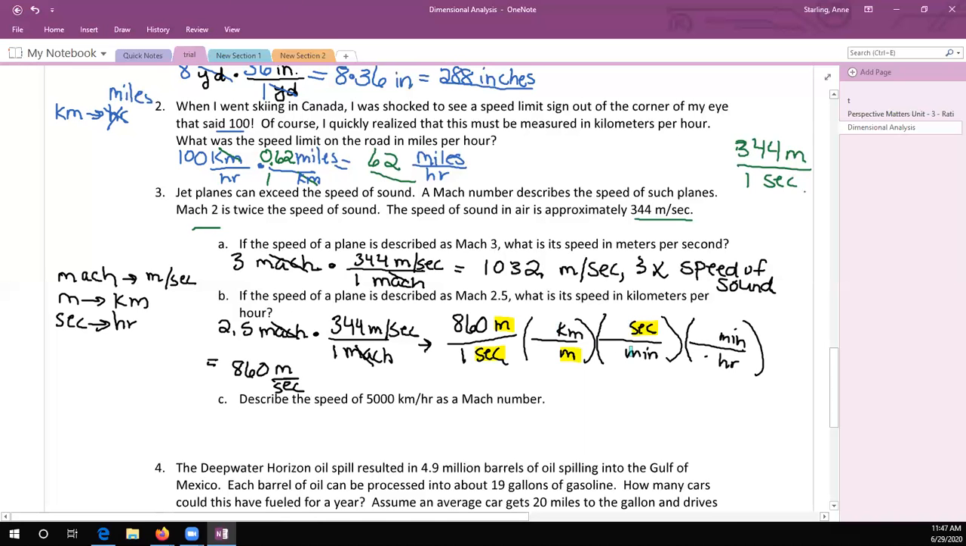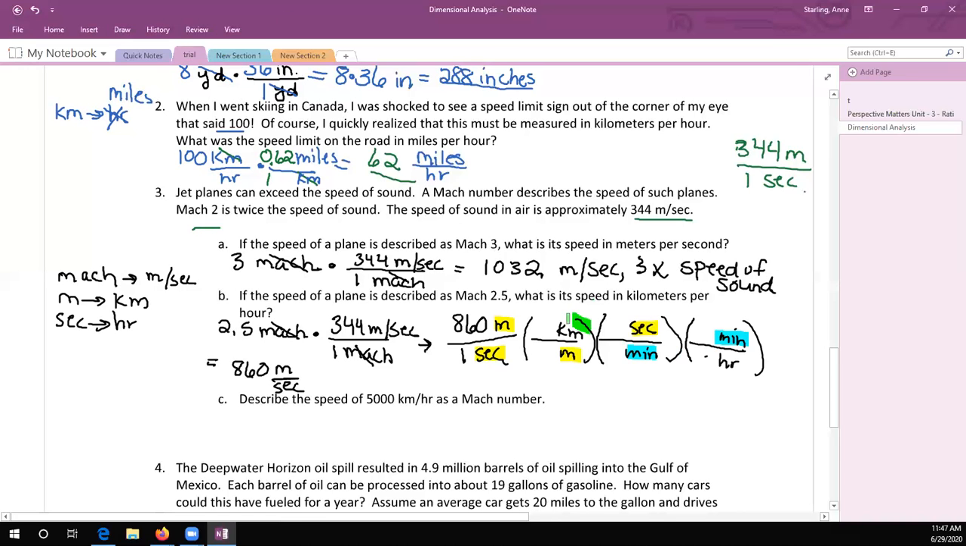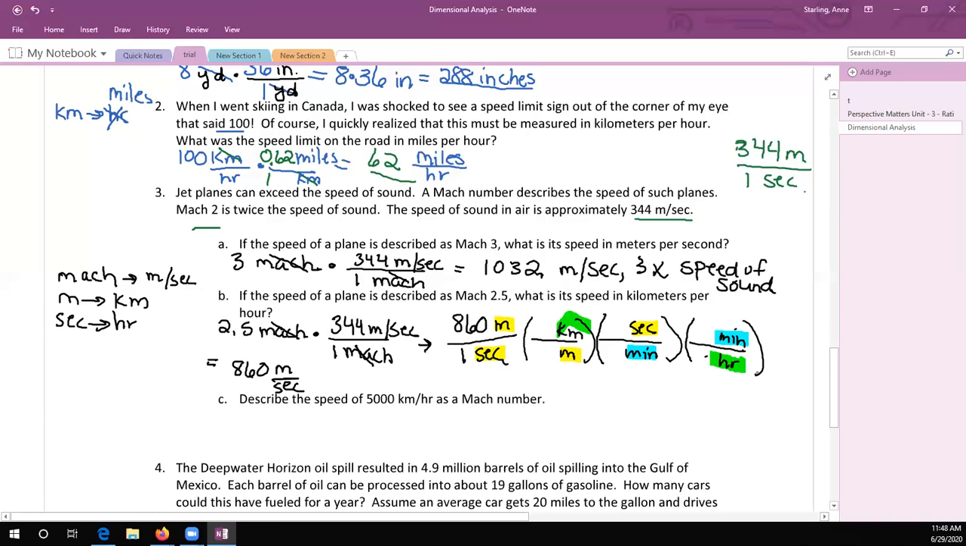and then my minutes cancel. So that leaves me with exactly what we wanted, which is kilometers per hour. So using all those cancellations, I end up getting kilometers per hour, which is exactly what we want. And now we're going to fill in these, and you can fill them in whichever one's easiest for you first.